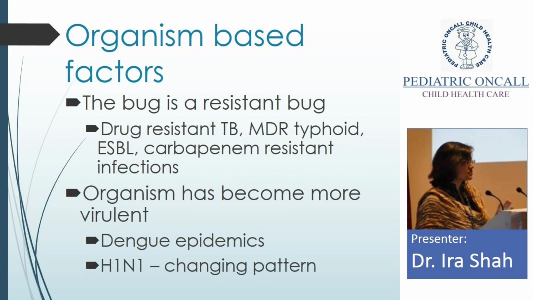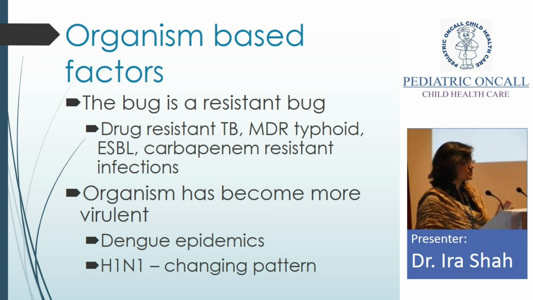Then we have organism-based factors. Now the organism is pretty smarter than humans. We've got artificial intelligence in them. So the bug is a resistant bug. We've got MDR TB, we've got MDR typhoid, we've got ESBL, we've got carbapenem-resistant infections, we've got VRE, VRSA, name it. So you've got a resistant bug. That's why it's behaving so unusually. Or the organism has changed. In the morning somebody asked me, dengue is changing, H1N1 is changing. Yes, because the organism changes. And that's why we get unusual manifestations of a disease.